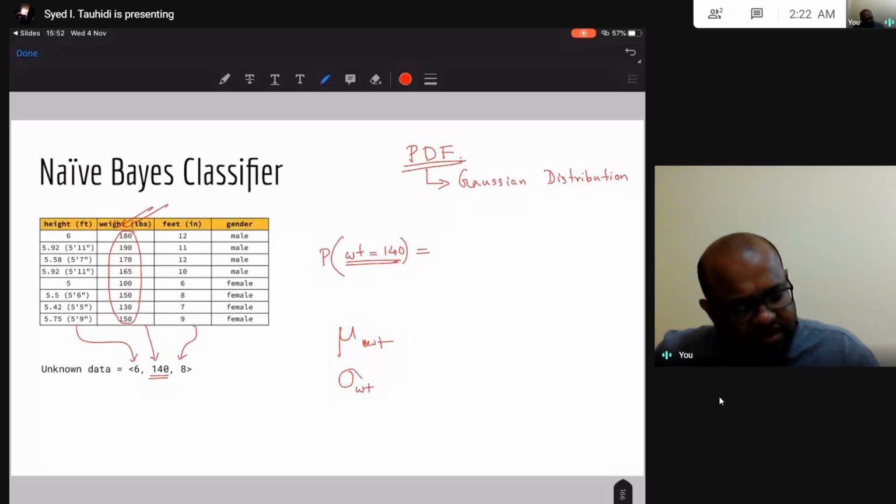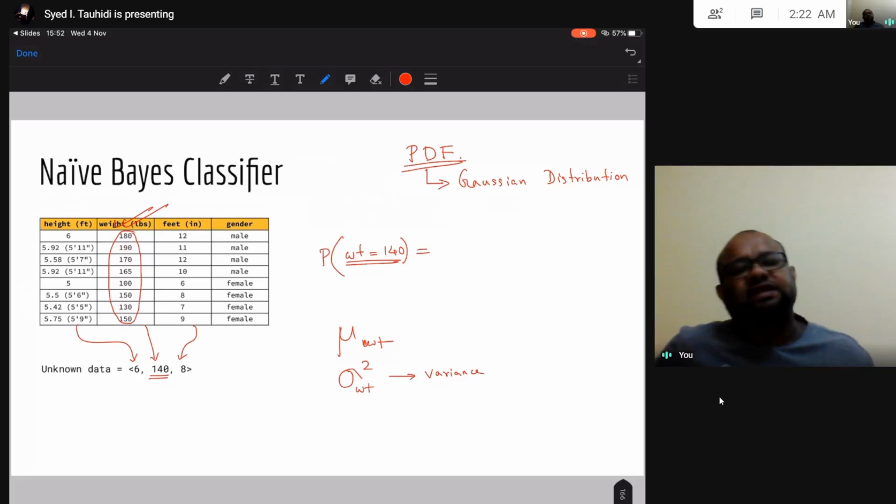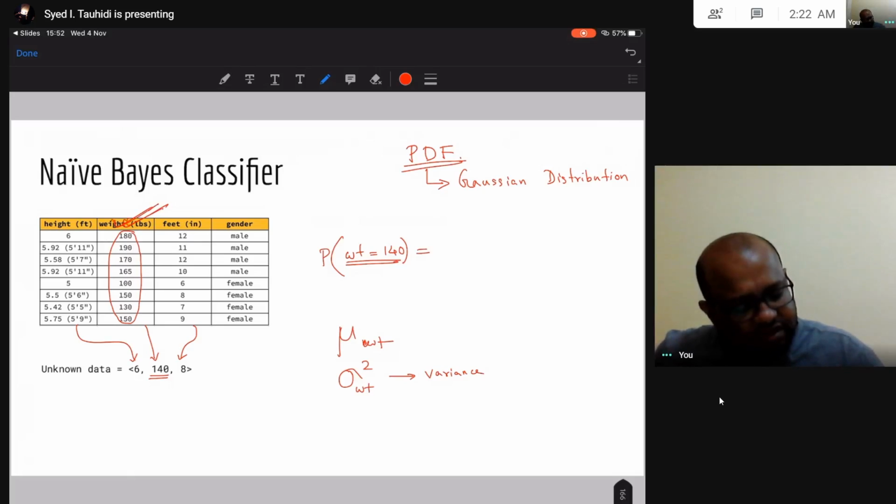I am not going to use the standard deviation directly. I am going to use the square, which is the variance. The square of the standard deviation is the variance. When you calculate, first you calculate the variance, and then you take the square root to get the standard deviation. No need to take the square root, you end up with the variance. So we need to calculate the variance of weight and the mean of weight. Given this mean and variance of weight, I can use this formula.